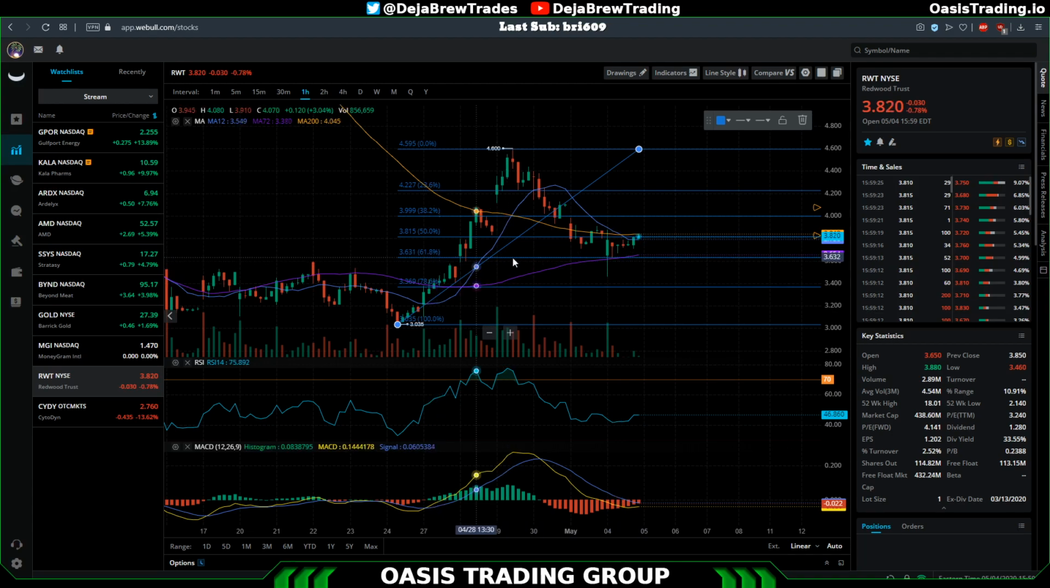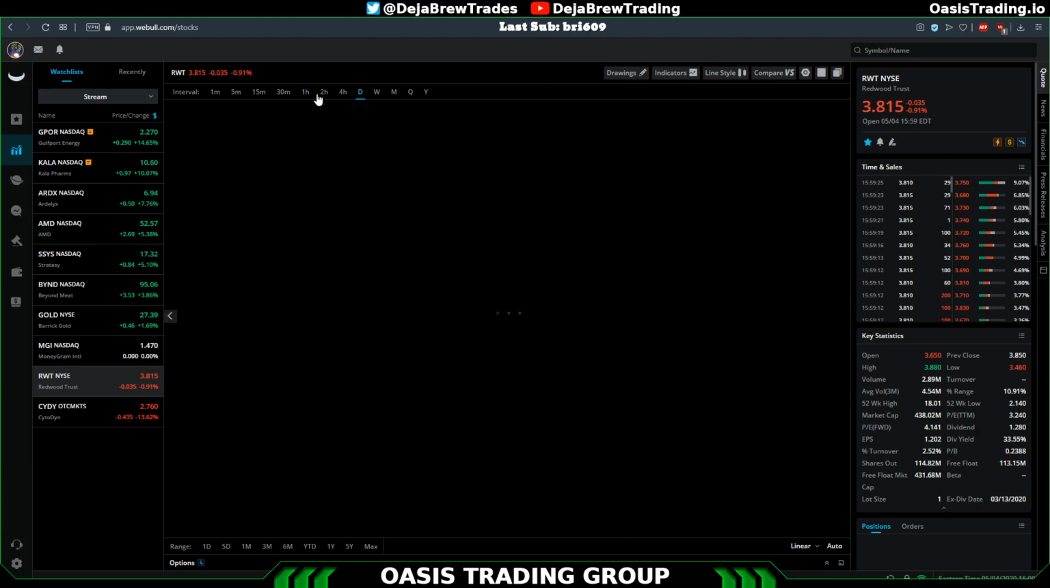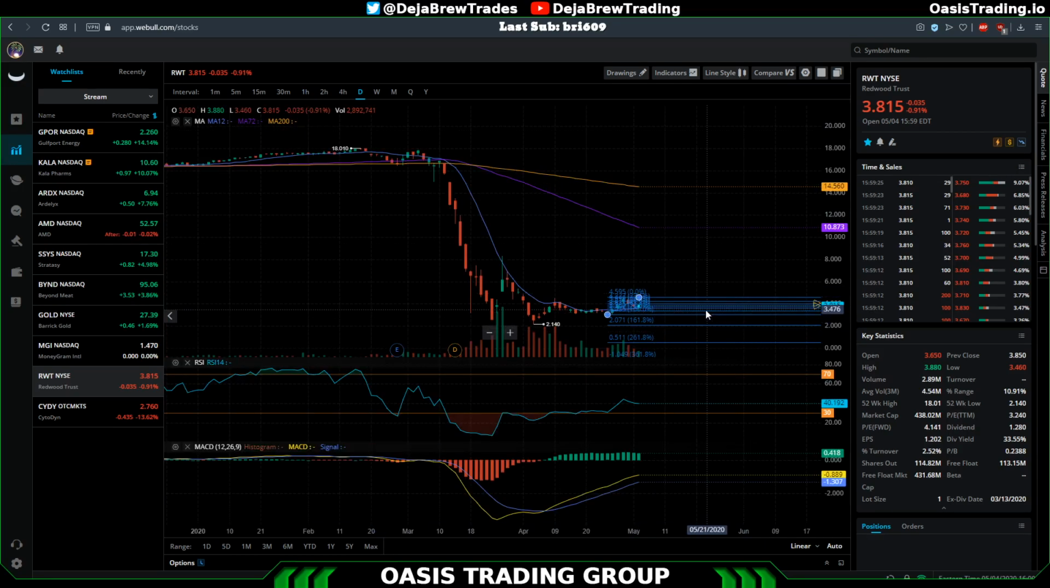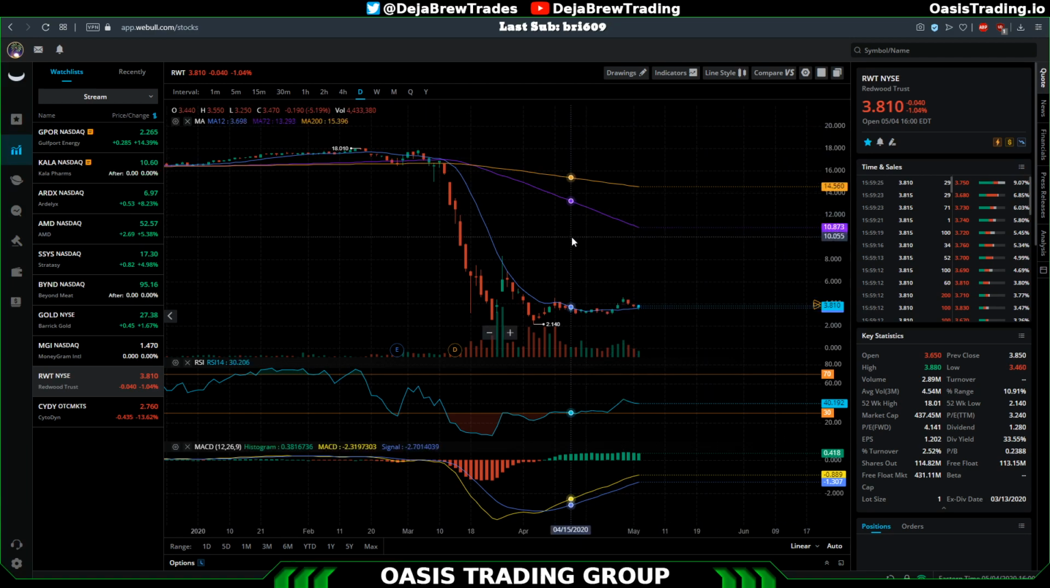Yeah, 618 right there. You see that? That's a perfect 618 test. You had a little bit of a wick, but you never closed below it. This doesn't look bad. That's a buy zone test there. That is a buy zone test.